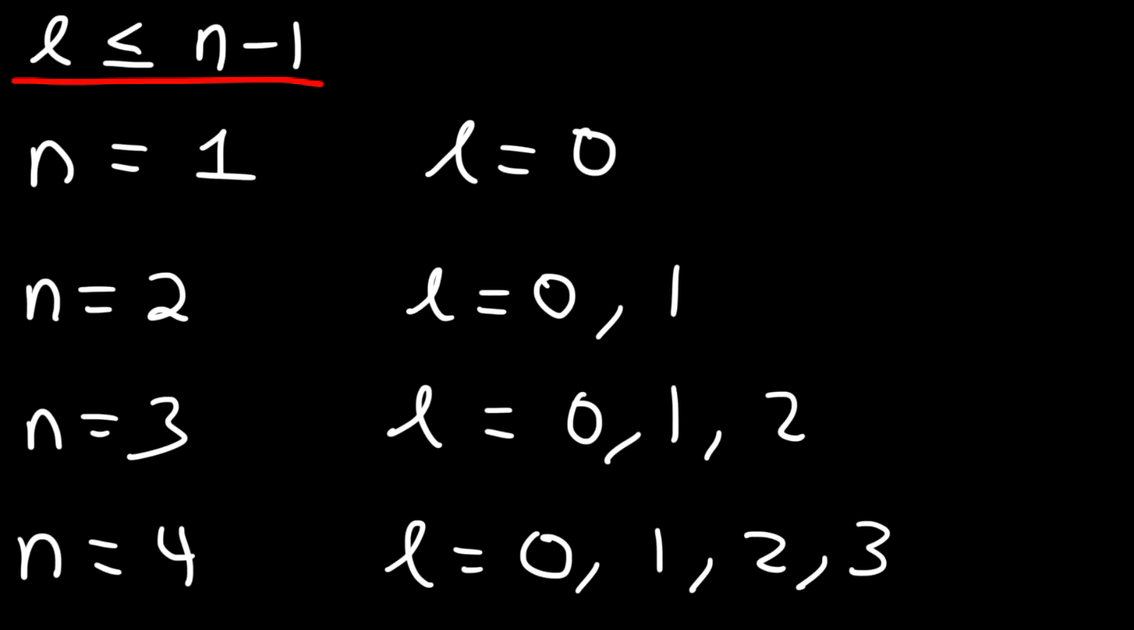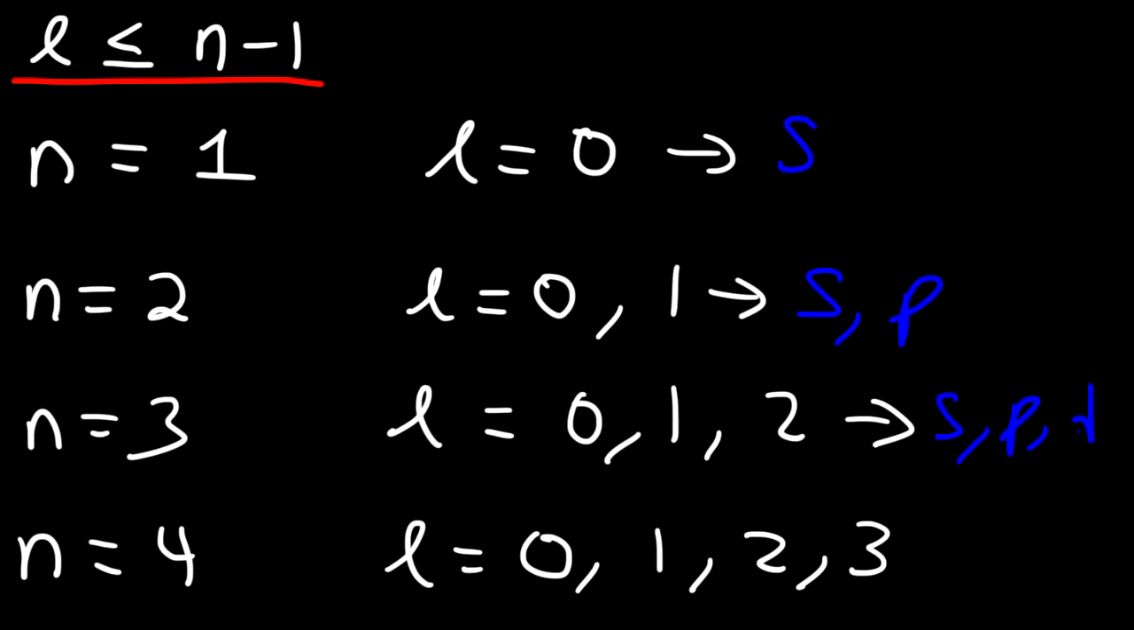Now let's think about what this means. So remember, when L is 0, what sublevel do we have? When L is 0, this corresponds to S. Now when n is 2, L could be 0 or 1, which means that we can have the S or the P sublevel. When n is 3, L could be 2, so we can have the S, P, or D sublevel. And when n is 4, we can have the S, P, D, or F sublevels.